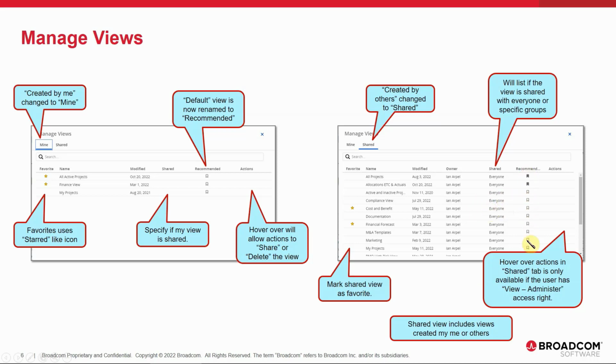The next column is the recommended column. So if this user has the view administer access right, then the user can click on recommended to flag any of these views as recommended. If they do not have the view administer access right, then they will only be able to view this column but not click on the recommended flag for a specific view. Also, if the user that's logged in has the view administer right, they will then see the actions column to take action against these views. Otherwise, they would not.